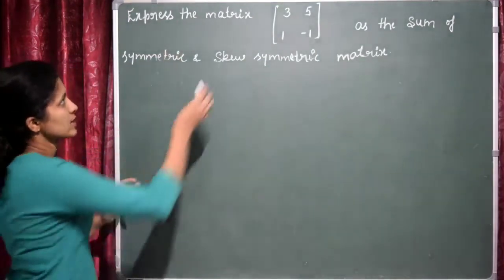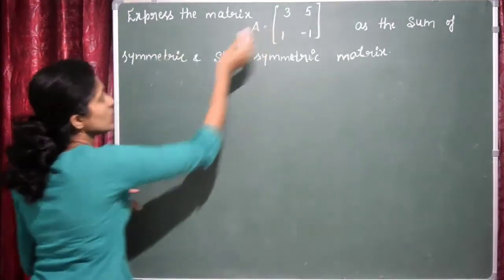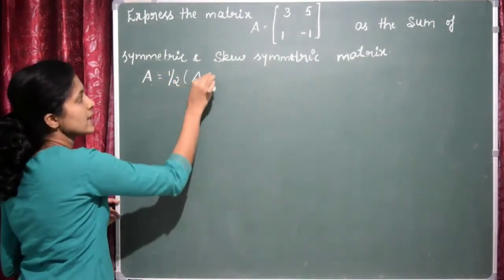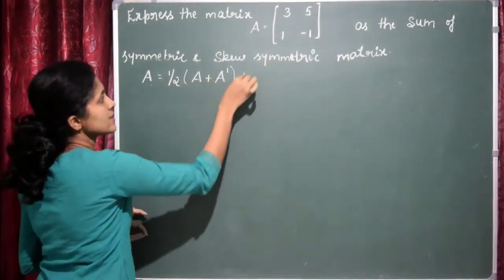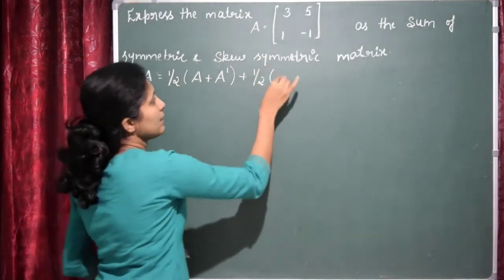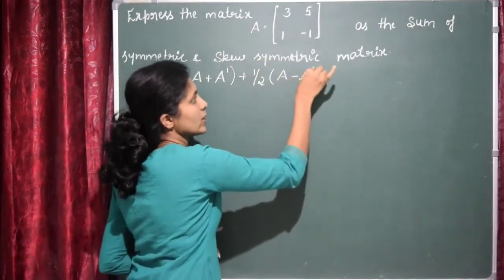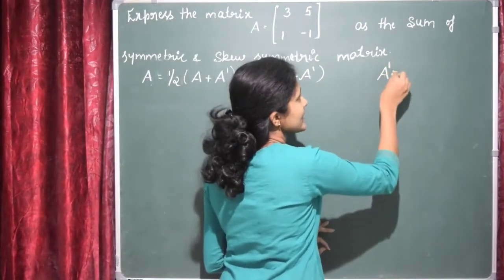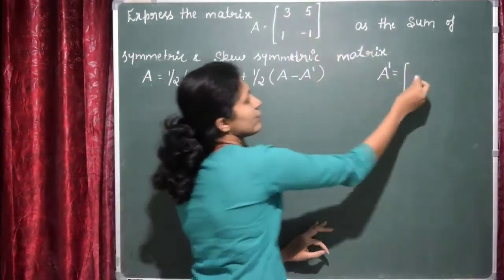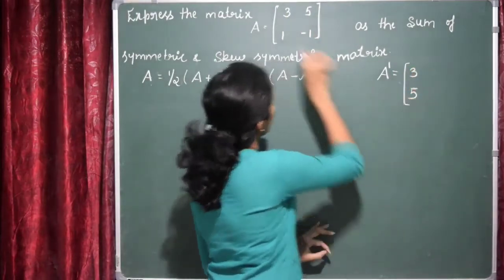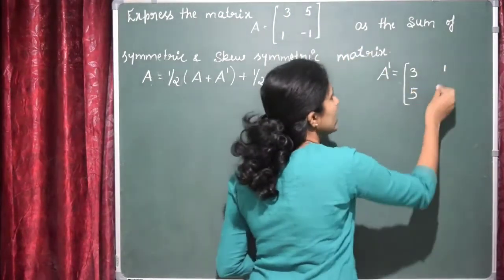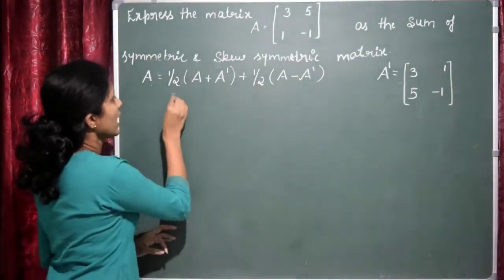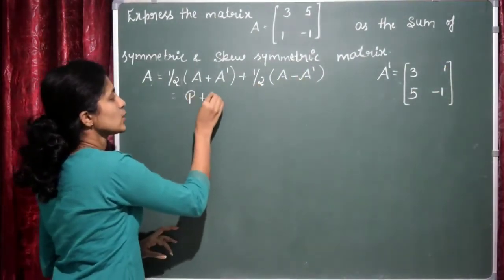Okay. First we will consider this as a matrix A. So now A can be written as half of A plus A dash, similar to that, plus half of A minus A dash. Is it clear? We got the matrix A, and for that we need the value of A dash. A dash will now be 3, 5 here, 3 and 5, and this is 1 and minus 1, this is 1 and minus 1. We will consider this as P and Q. So this is of the form P plus Q, right?